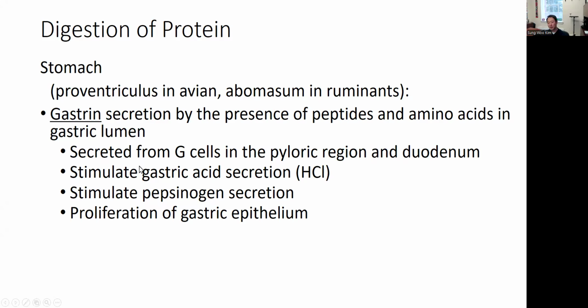Gastrin will stimulate the secretion from the gastric pits. So hydrochloric acid and pepsinogen secretion will be stimulated by gastrin. Also, gastrin will encourage the proliferation of gastric epithelium, repairing the surface of the stomach by making new cells.